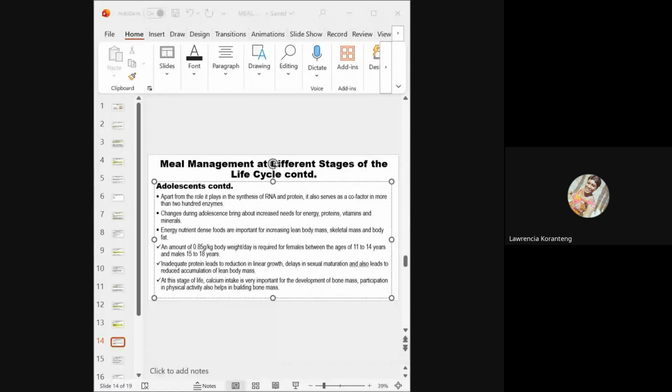At this stage of life, calcium intake is very important for the development of bone mass. Participation in physical activity also helps in building bone mass. So at this stage, make sure that there is a lot of calcium in their diet. And this is the reason why they need the calcium. Yes, any questions so far? Any contribution?